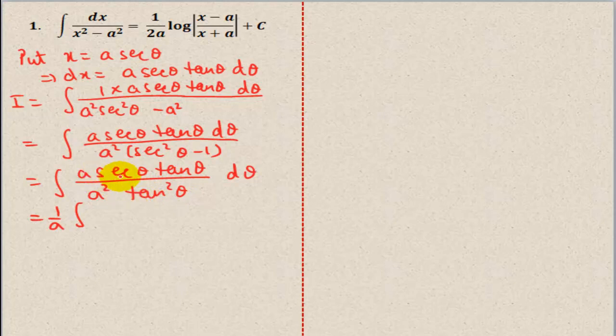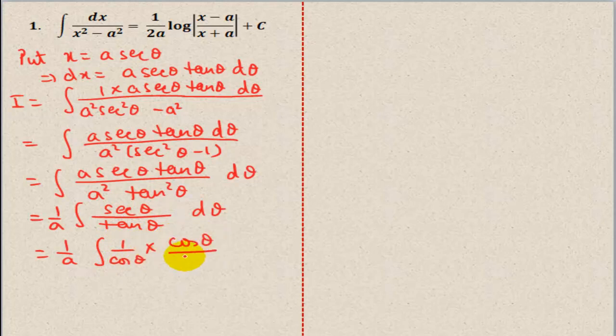If we simplify both of them, sec theta can be written as 1 over cos theta, and tan theta can be written as sin theta over cos theta. So converting them in terms of cos and sin, sec theta becomes 1 over cos theta and tan theta reduces to sin theta over cos theta. So you will see sin theta gets cancelled out and the integral is 1 over sin theta only, which can be written as cosec theta. So what are we left with? 1 over a integral of cosec theta.